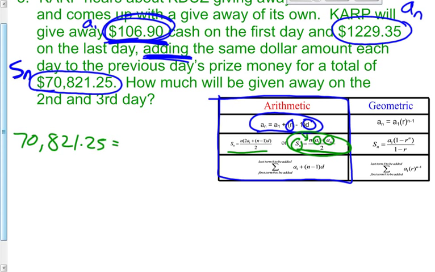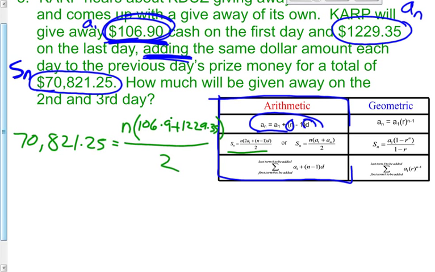That equals, this is the sum of the first n terms, that equals n, which is the first thing that we want to find, multiplied by, I'm going to erase this mess here, so times the quantity, a sub 1 plus a sub n. So 106.9 plus 129.35, all of that divided by 2.